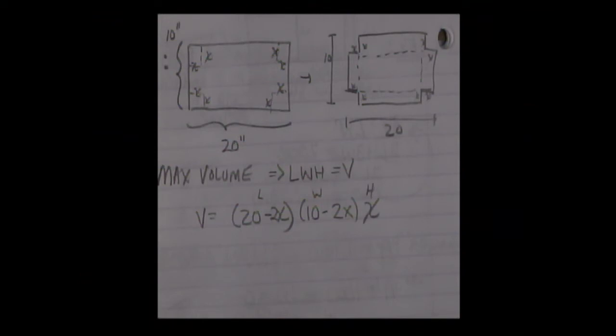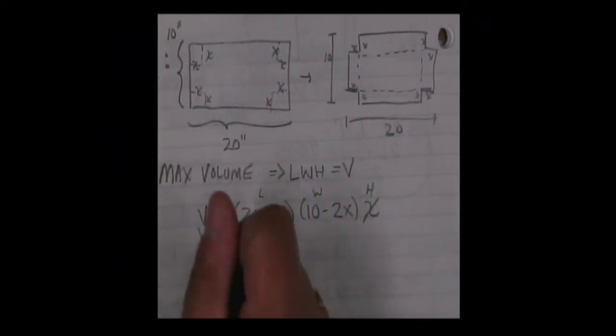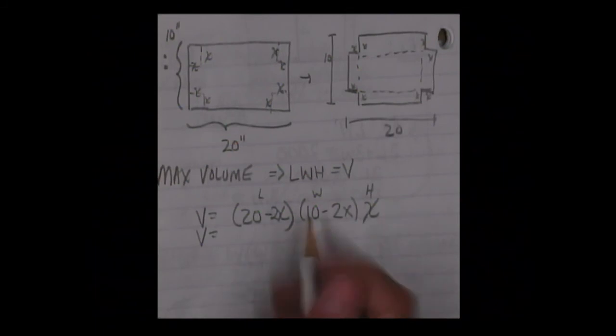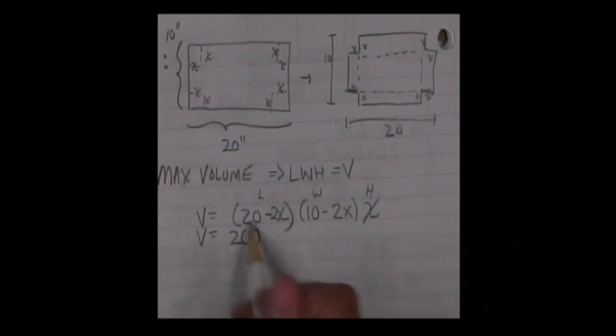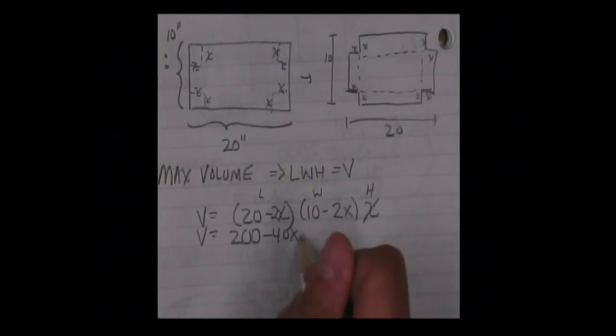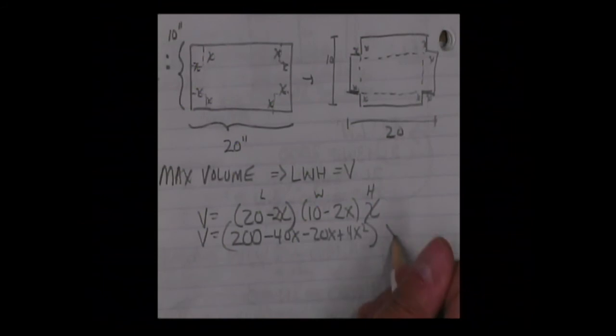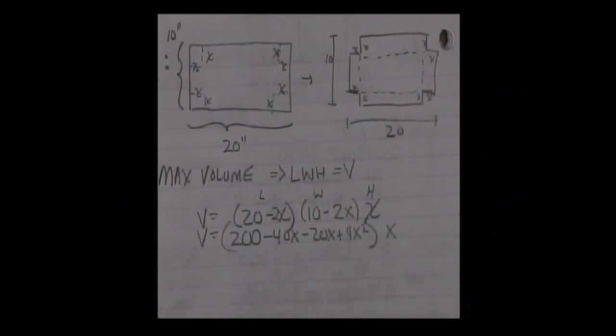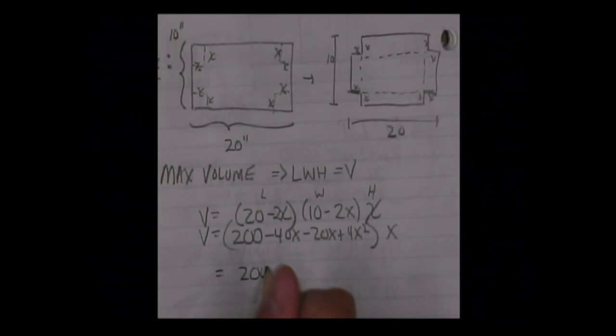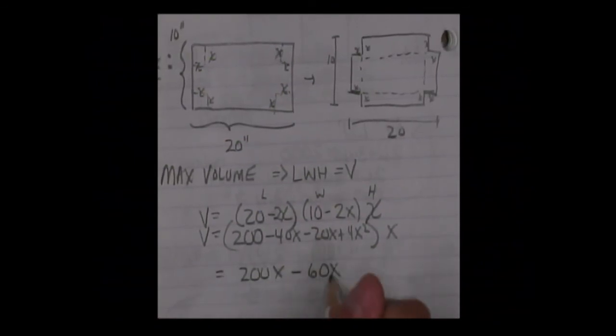That's what I want to take the derivative of. Again, you might look and go, oh my goodness, do I need to use the product rule? What do I do? On a problem like this, the cleanest thing to do is just multiply out all that stuff. So FOIL these two together, which gives me 200 minus 40x minus 20x plus 4x squared, all multiplied by x, which gives me 200x minus 60x squared plus 4x cubed.